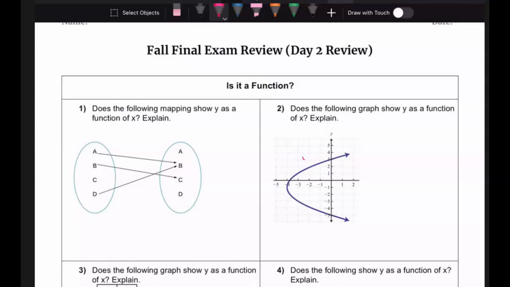So at this point, you should have already taken your practice fall final exam. So you should more or less know what you need help with and what you already understand. So use this resource to help you study what you need to, or you can watch the entire thing to review all topics that will be covered in your fall final exam.